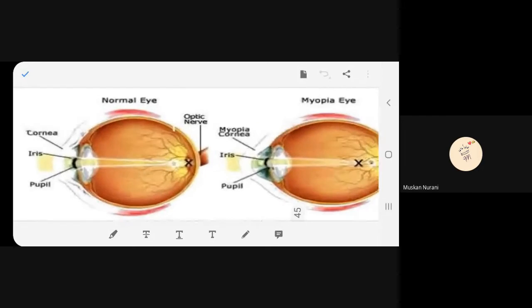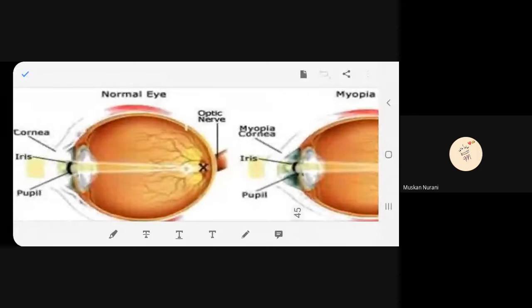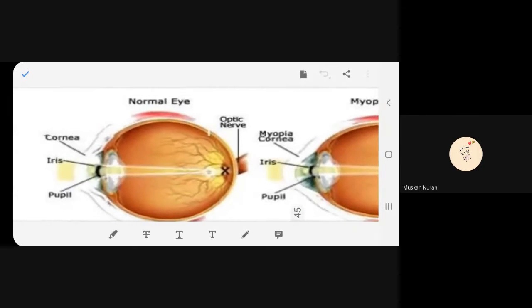Now see what the normal eye does. We'll do one by one. See, this is the normal eye. Now see the normal eye, beta. Where is the image formed? Retina. This cross is the retina. You got it now? This is the normal eye.